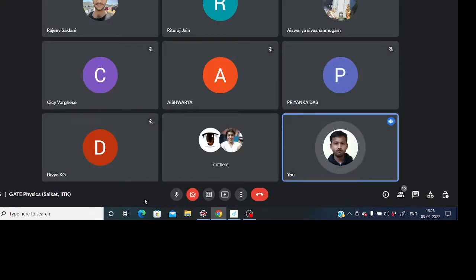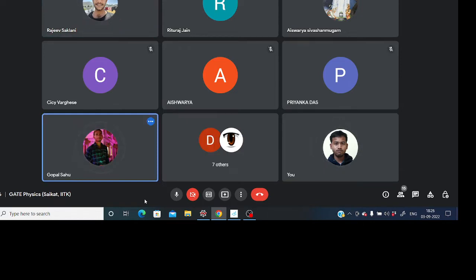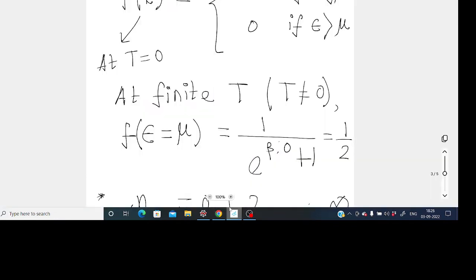Okay, any question from this? No, sir. It's clear. Can you explain the formula for the identical particles? The formula you have written, the factorial form. Yes.